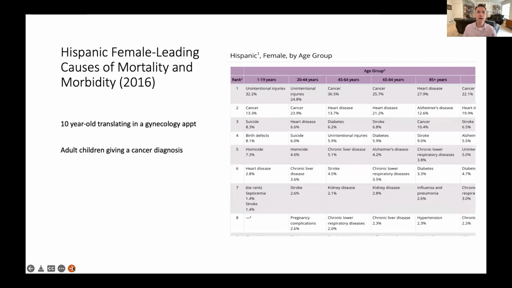This slide talks about the intersectionality of being female and the leading causes of mortality. I wanted to show, being a female and as age increases, the different types of mortality. And in a few minutes, I'll be talking about translation services. Next slide, Dr. Williams.